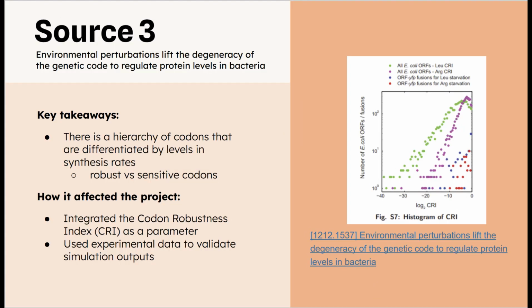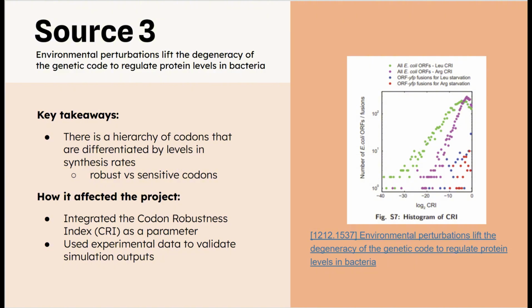The next article that aided me greatly in the initialization of the project was Environmental Perturbations Lift the Degeneracy of the Genetic Code to Regulate Protein Levels in Bacteria by Subramanian, Palm and Kluzel. The main key takeaway I had from this article was that there is a codon hierarchy which categorizes codons as being either robust codons or sensitive codons based on their synthesis rate under amino acid limitation.